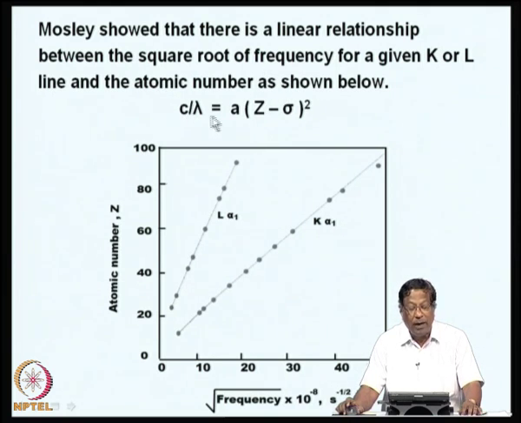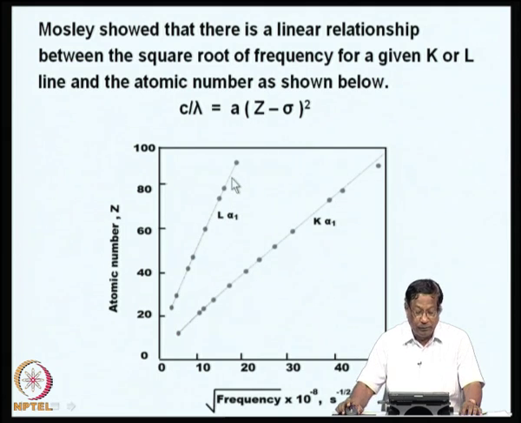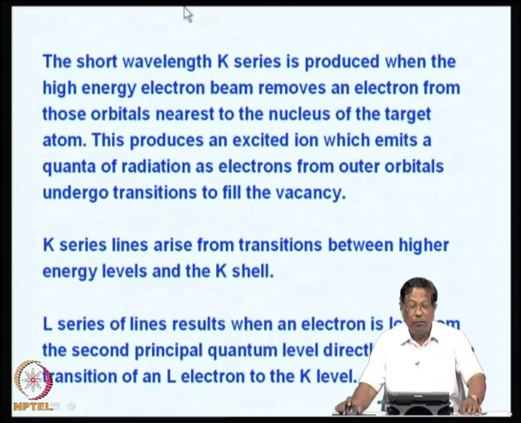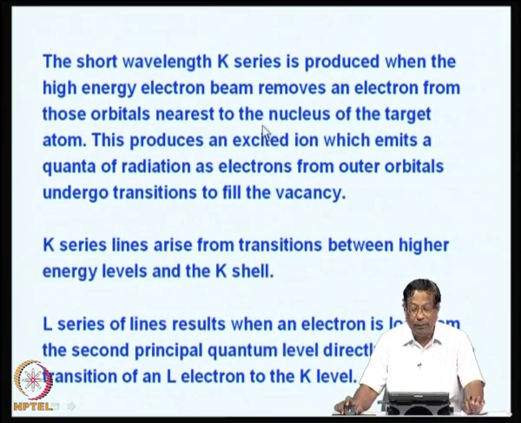For example, root of frequency, that is square root of c by lambda, is equal to A into (Z minus sigma), where Z is the atomic number. And you can see that as the atomic number increases, there is a linear relationship in L alpha 1 as well as in the K alpha line frequency. So, this is a very important property of all the X-rays, and the short wavelength X-ray K series is produced when the high energy electron beam removes an electron from the K orbital.